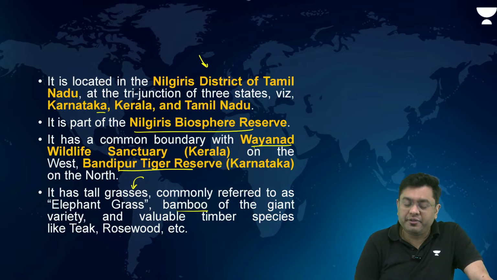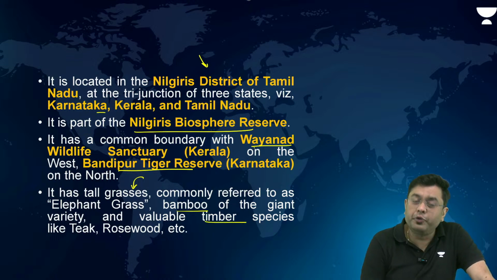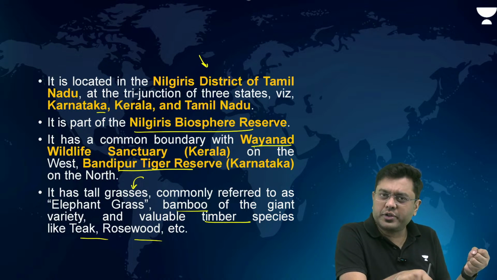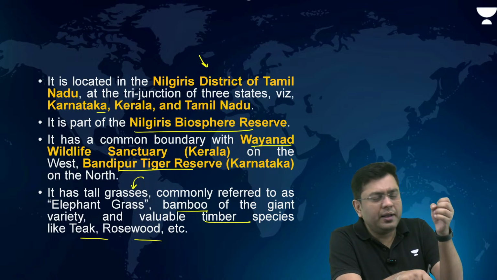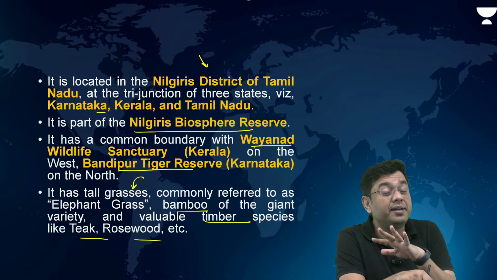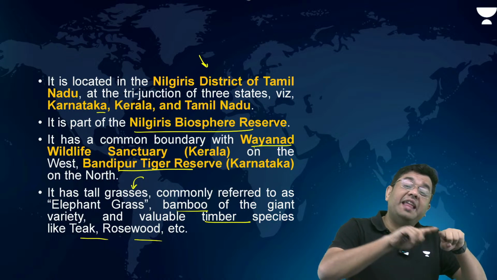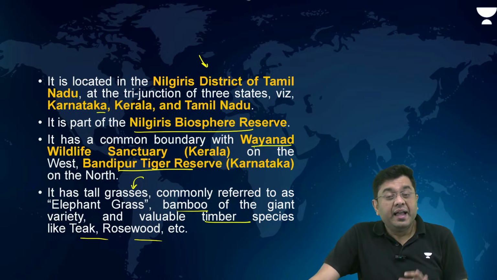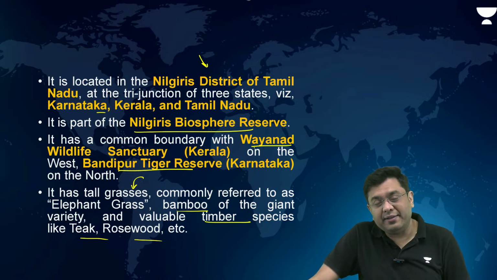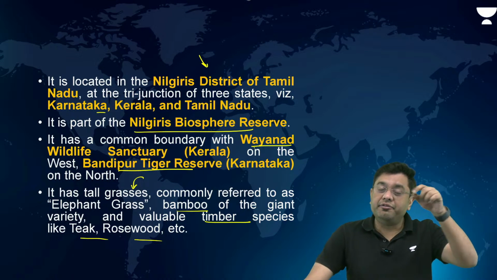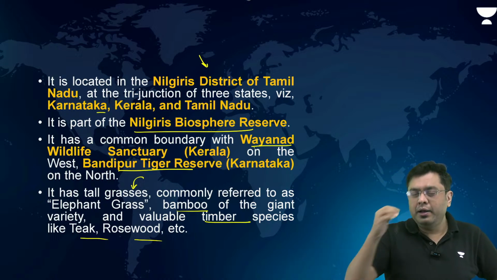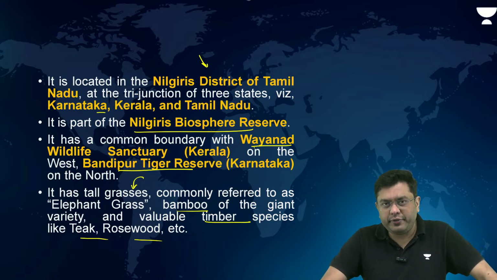Bamboo of the giant variety, timber species, teak, rosewood, etc. So if you have grasses, in a way you have the savanna ecosystem as well. You have the dry deciduous as well. You have the moist deciduous as well. And in certain sections, semi-evergreen as well. If you have that variety of vegetation, think about the variety of herbivore population. And if you have that variety of herbivore population, think about the variety of carnivores it can support. That is why not only is this a very vital wildlife corridor connecting the Eastern and the Western Ghats, it is also vital for the conservation of animal species. Okay.